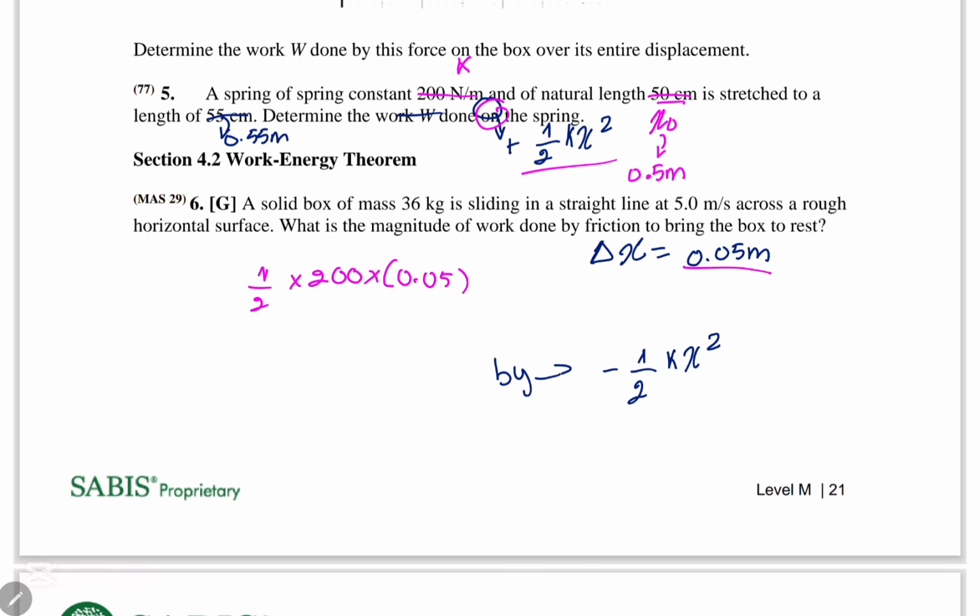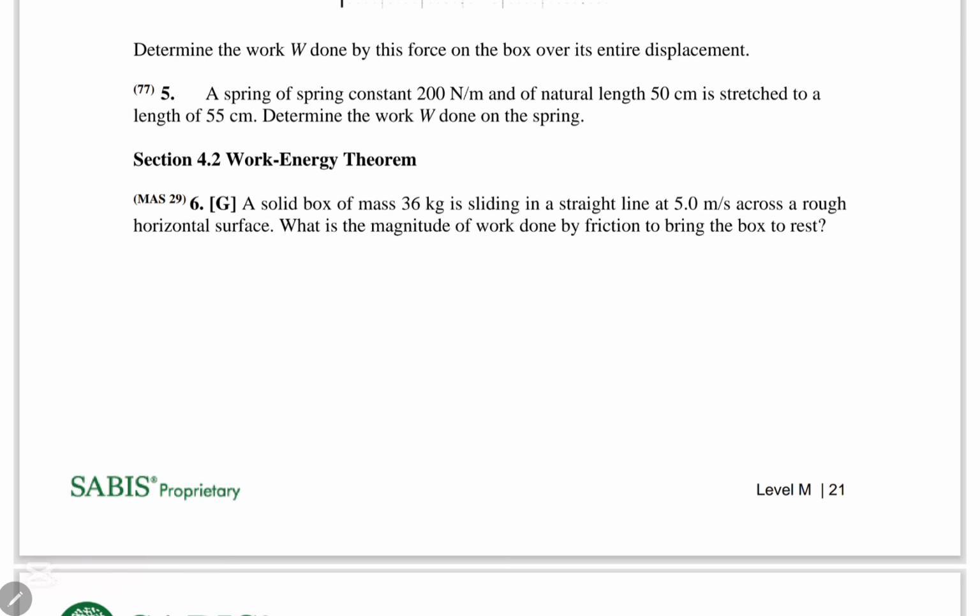So you put it on your calculator, 1 over 2 times 200 times 0.05. And don't forget to do something very important, which is to square it. I forgot to put the square. So 1 over 2 times 200 times 0.05 squared, I got an answer of 0.25 joules. And yes, this is the correct answer. Okay, that's it for question number 5.